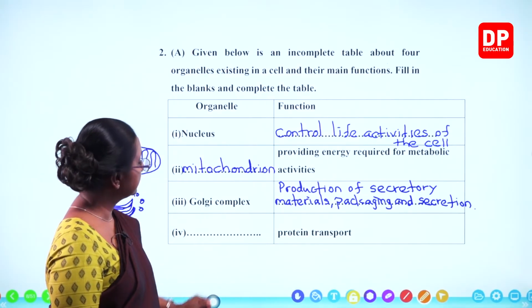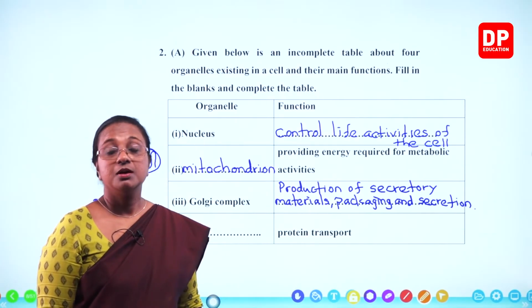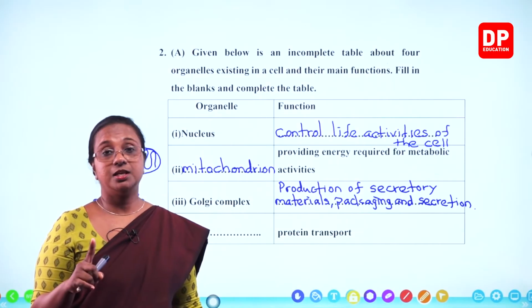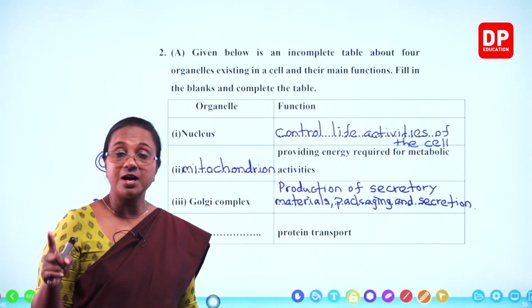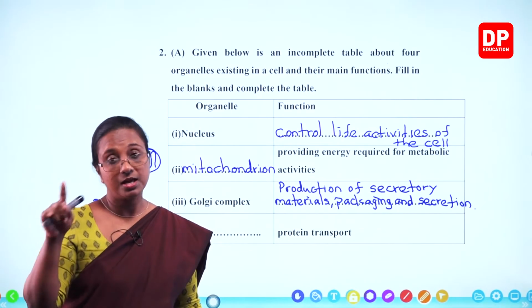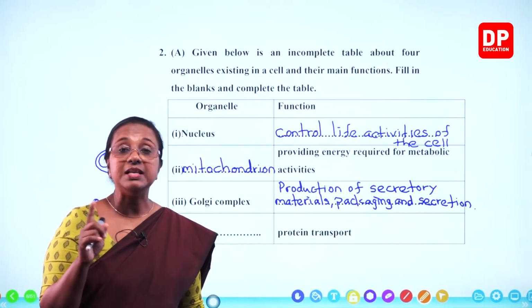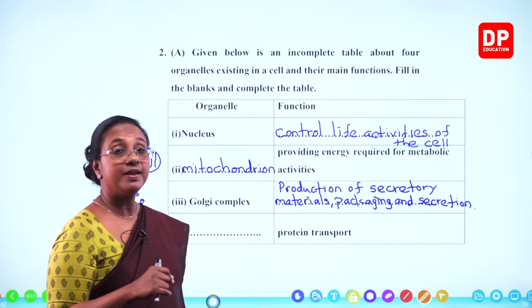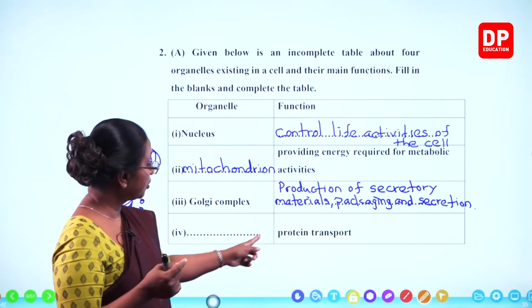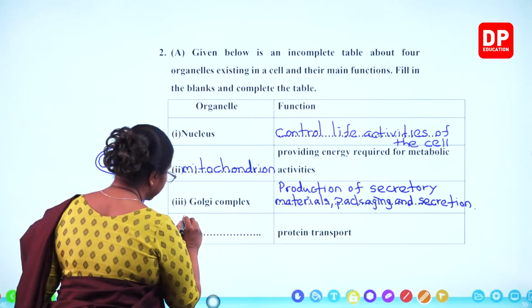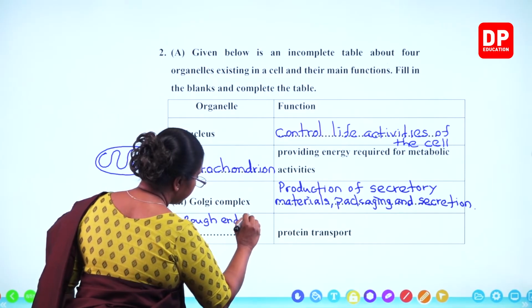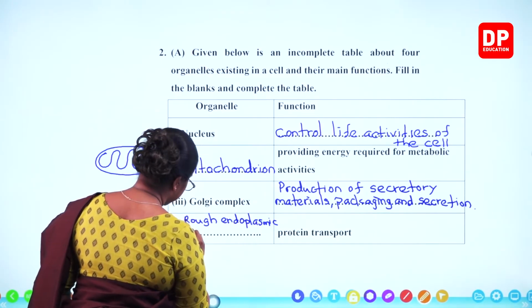Then the fourth one, organelle is not given, protein transport. What does protein transport? It is the rough endoplasmic reticulum. Endoplasmic reticulum is involved in transport. Now there are 2 types, smooth and rough. Smooth ER does not have ribosomes. So that is involved in lipid and steroid transport. Whereas the rough endoplasmic reticulum that has the ribosomes on it is involved in transport of protein. So, rough endoplasmic reticulum.